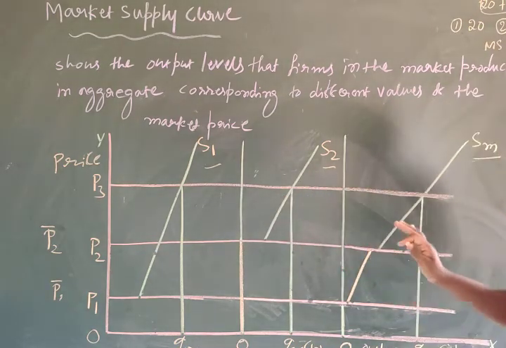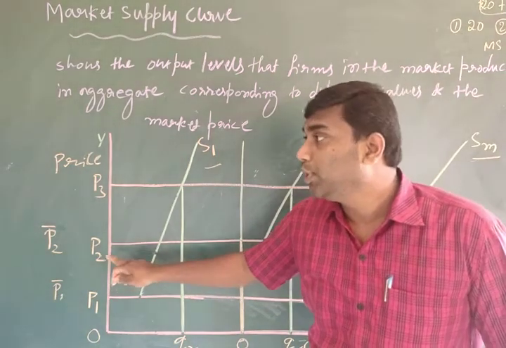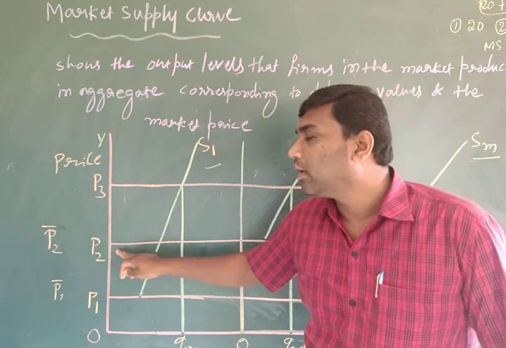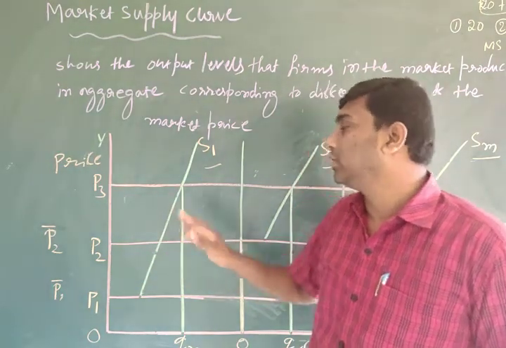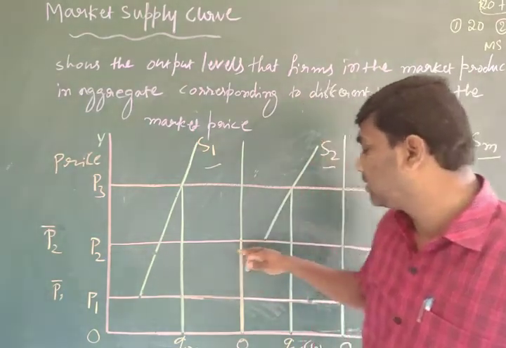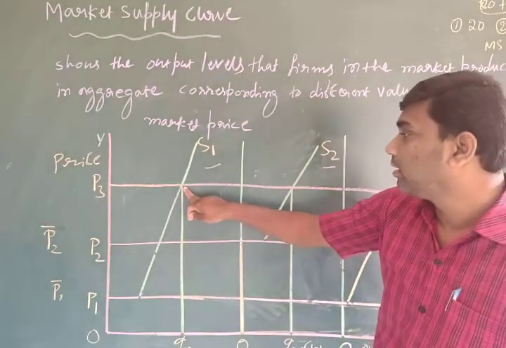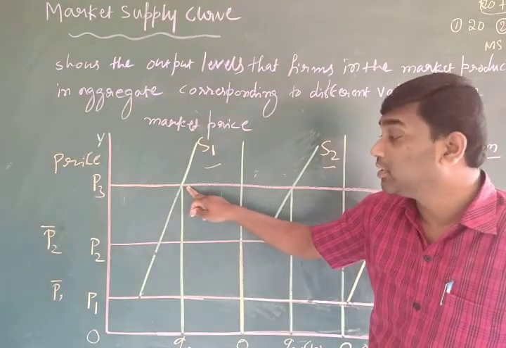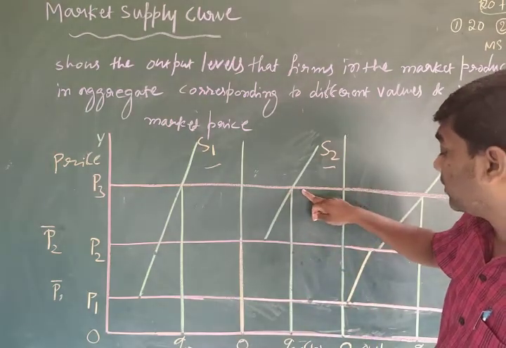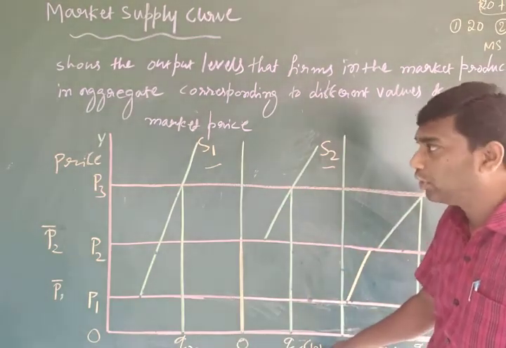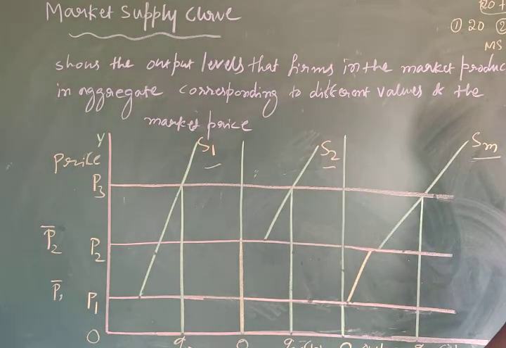For a market price greater than or equal to P2, both firms will have a positive output. In this situation, you have to understand here, at the price P3, firm 1's quantity is Q3, firm 2's quantity is Q4, and at the price P3, the market supply quantity is Q5.